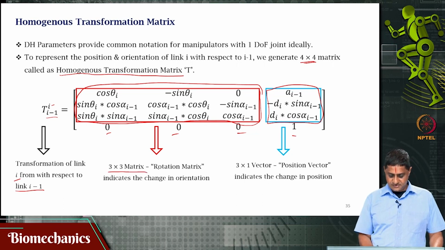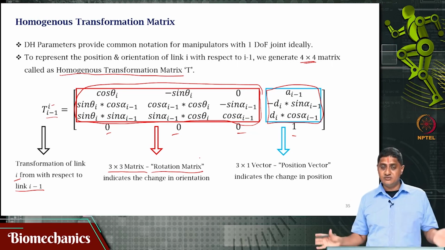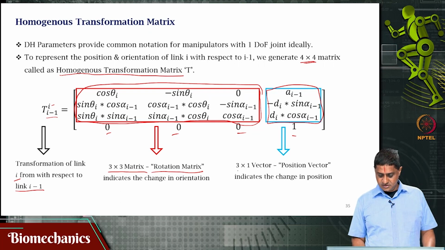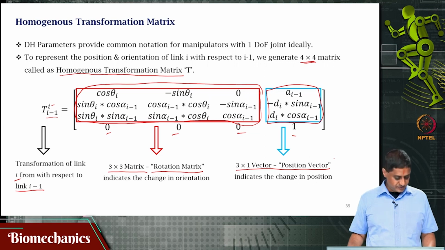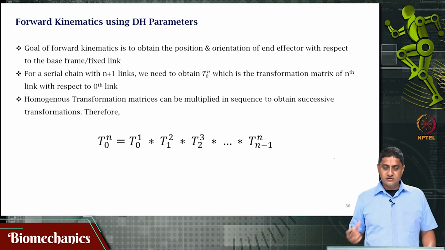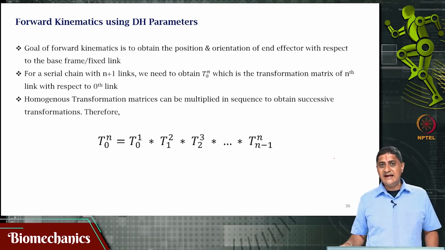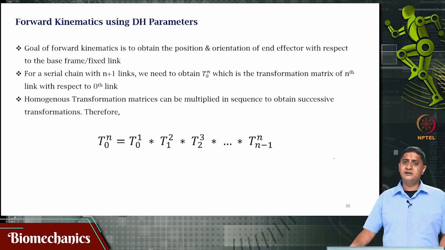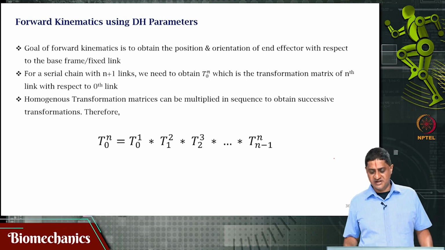And this 3 by 3 matrix is a rotation matrix, we will see more details in future, indicating the total change in orientation. This is the position vector, a 3 by 1 vector, which indicates the change in distances or the positions. Now forward kinematics essentially is used to find the position and orientation of the end effector. I am not interested in knowing the individual link parameters in a multi-link chain. I am interested in knowing the endpoint coordinates, the position and orientation of the end effector with respect to the base, with respect to the ground, with respect to the fixed link.